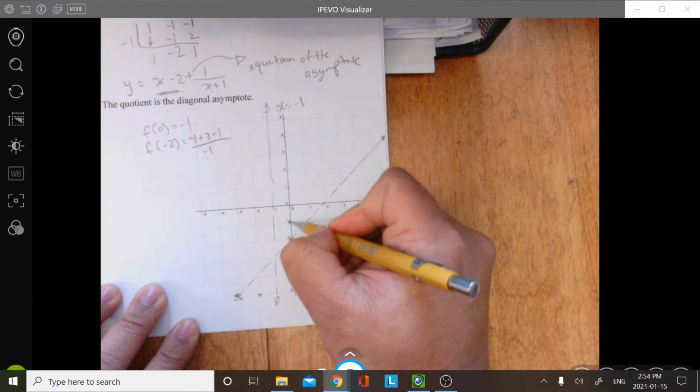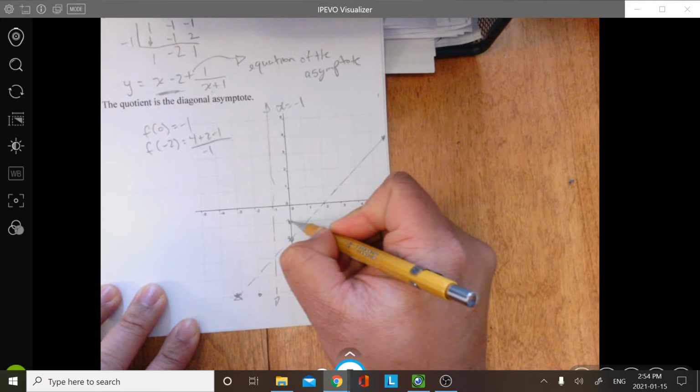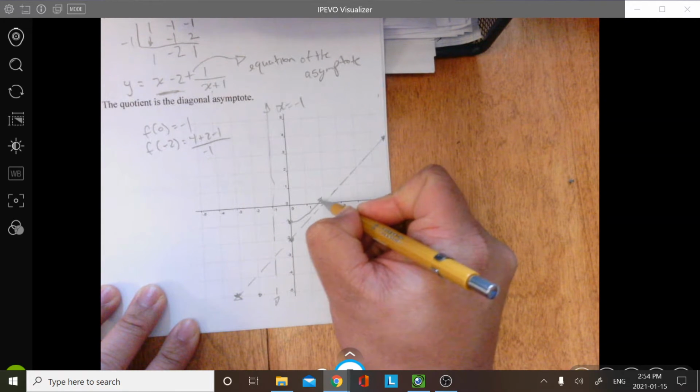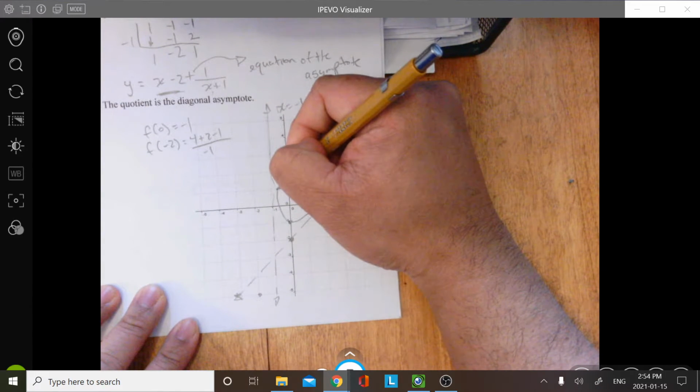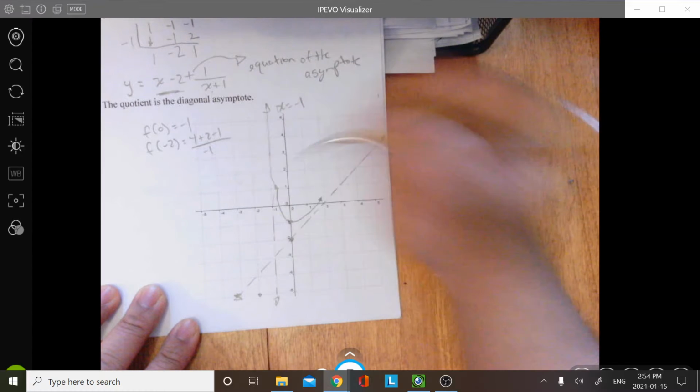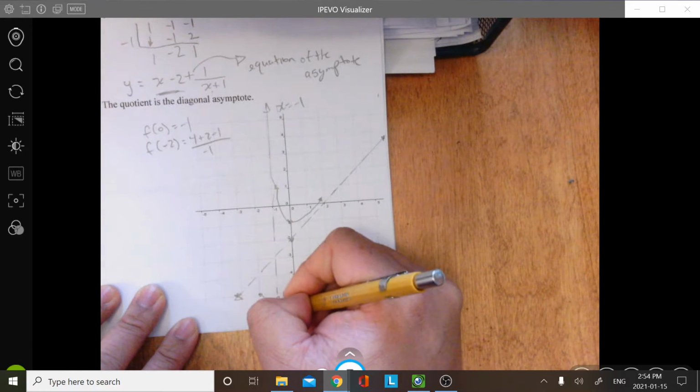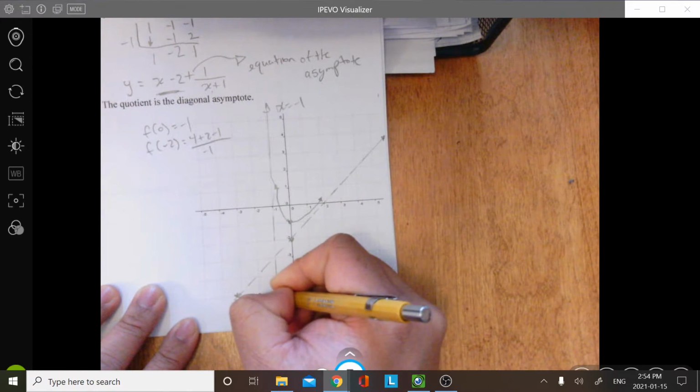Okay, and then again, the behavior is the same, the shape is just a little off here. So we're going to have this approach the asymptote, but never touch it, right? This is going to approach the asymptote, never touch it. Same idea here, approach and approach.